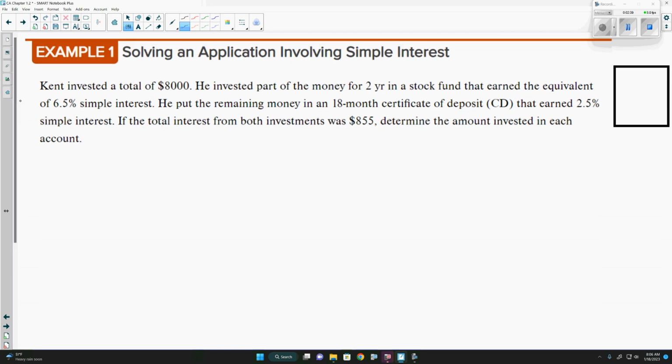Now this first one here, we're talking about applications involving simple interest. Kevin invested a total of $8,000. He invested part of his money for 2 years in a stock fund that earns the equivalent of 6.5% interest. So 2 years, 6.5% interest. He put the remaining money in an 18-month certificate of deposit that earns 2.5% simple interest. If the total from both investments was $855, determine the total amount invested in each.